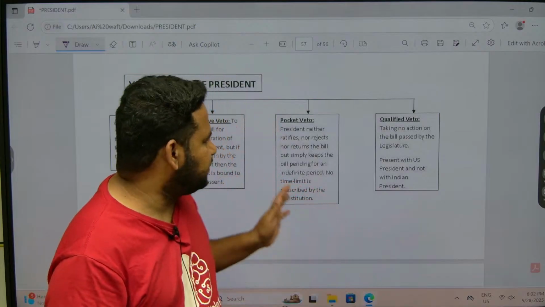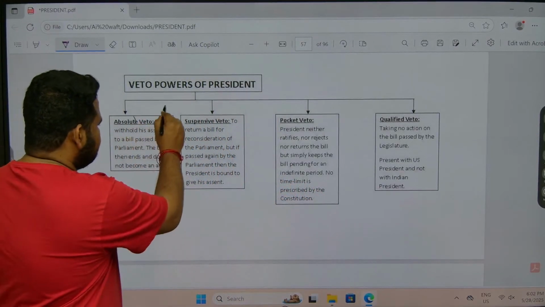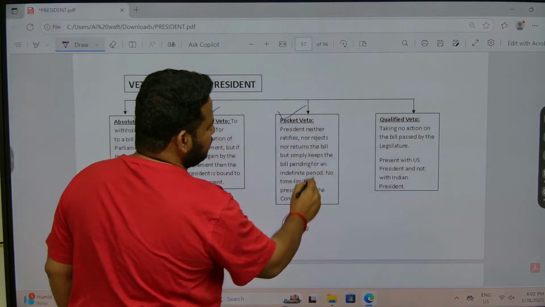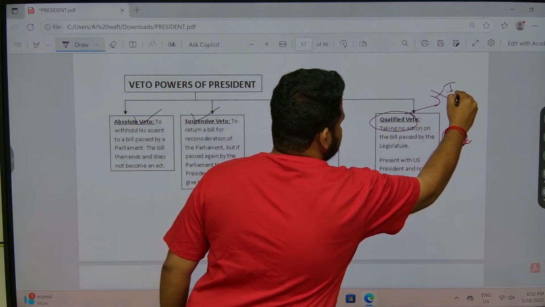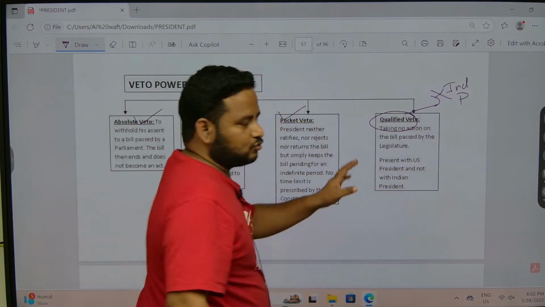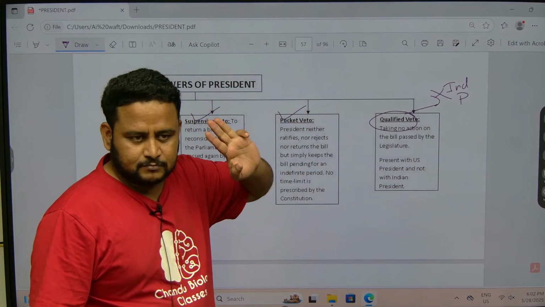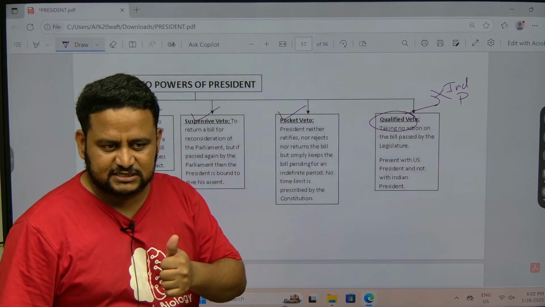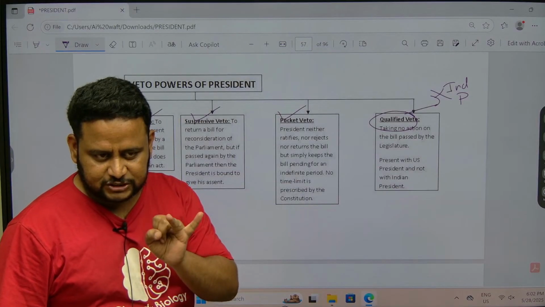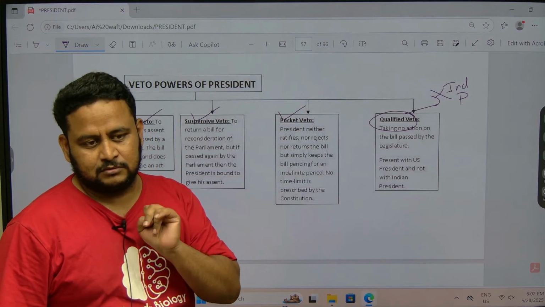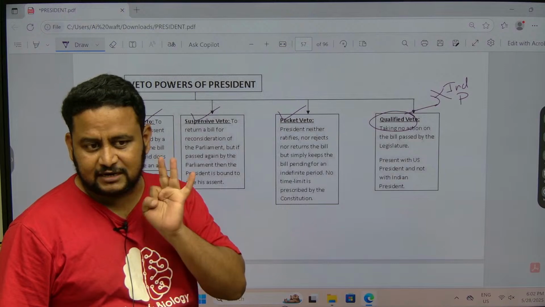So there are vetoes called absolute veto, suspensive veto, pocket veto and qualified veto. Qualified veto is not with the Indian president. It is with the US president. So the Indian president has how many vetoes? Three. What are those? Absolute veto, suspensive veto and pocket veto.